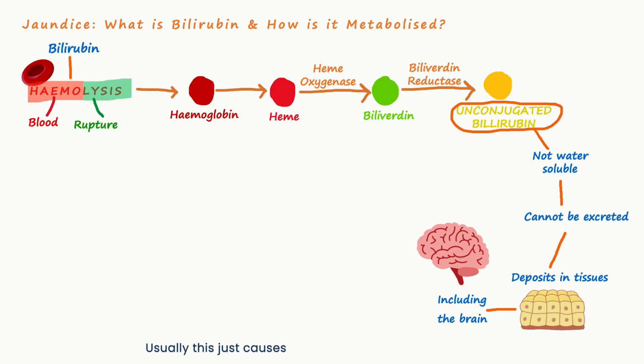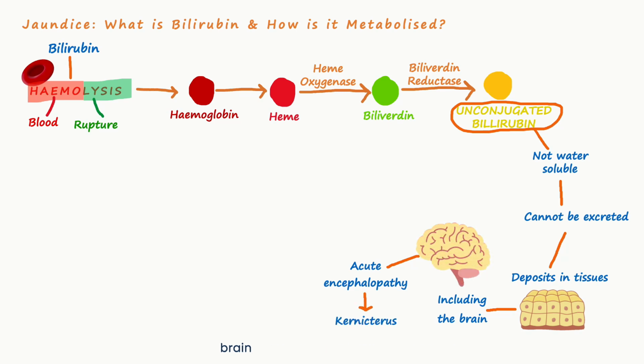Usually this just causes a transient acute encephalopathy with sleepiness and poor feeding, but if severe it can cause staining of the white matter of the brain, resulting in an irreversible serious brain injury known as kernicterus.